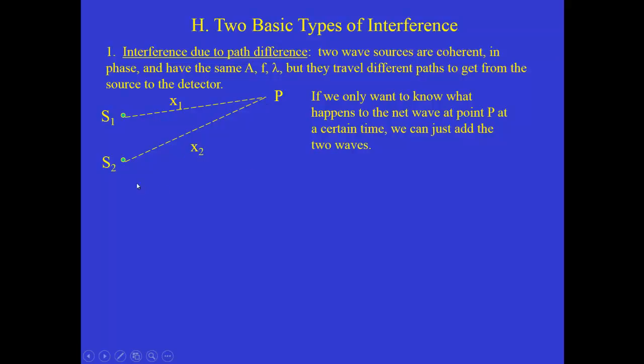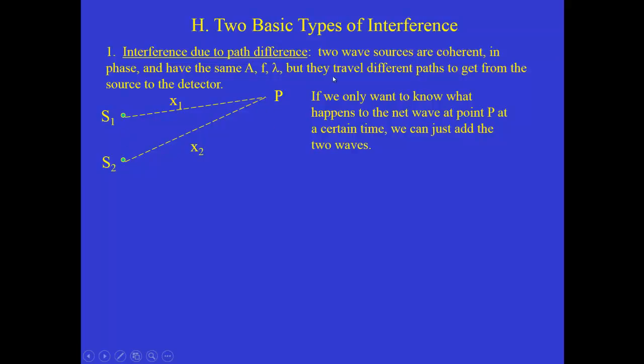We'll indicate this on the sketch using S1 and S2 to represent the two sources of waves, and point P being the location of a listener or a detector, for whom we're going to try to calculate what that person or that instrument observes. The first kind of interference is due to the difference in path that the waves have to travel to get from the two sources to point P. You can see in my sketch that x2 is a little bit greater than x1 because of the location of point P.